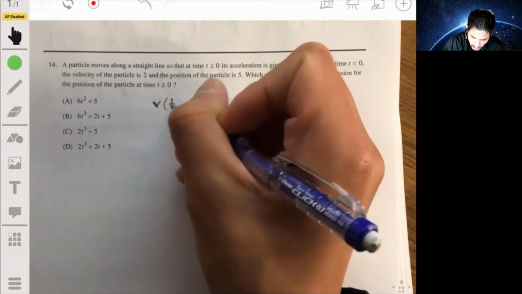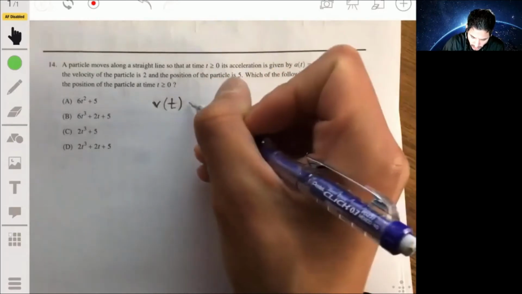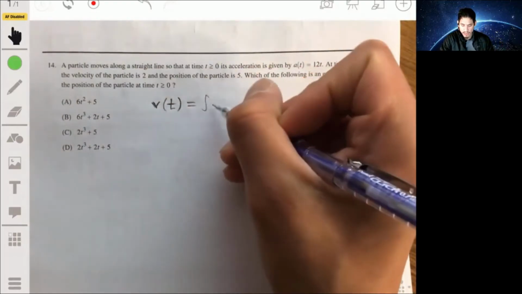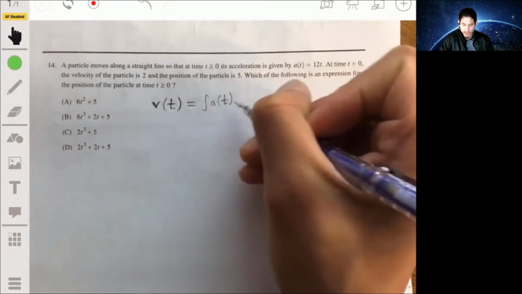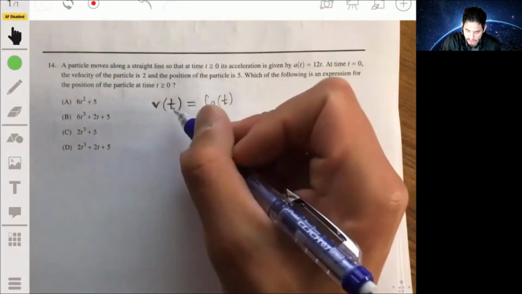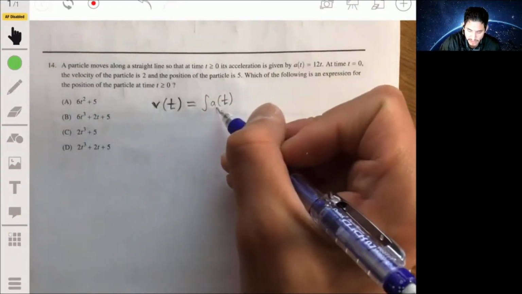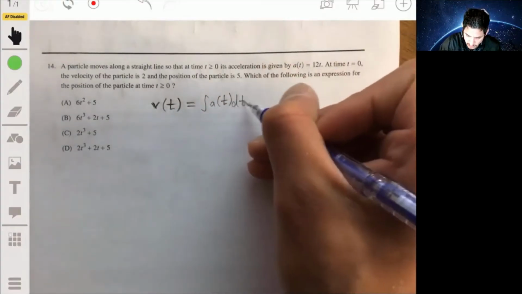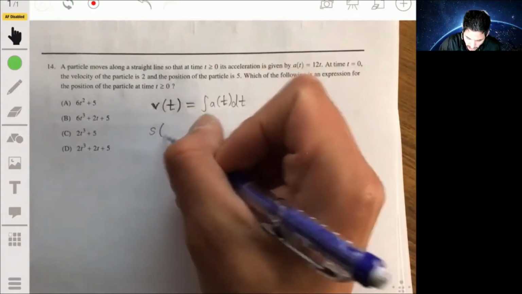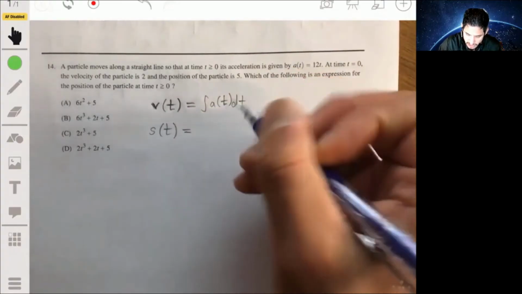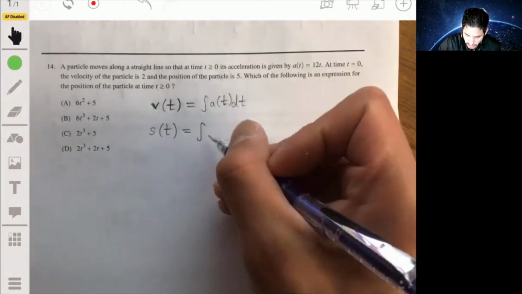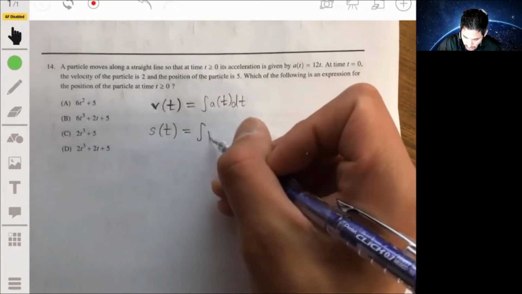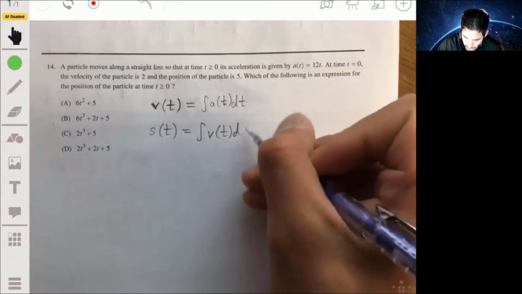integrals and understanding that the integral in this case of a of t will be just v of t, because v of t is the antiderivative of a of t, meaning that if you took the derivative of v of t, you would get a of t. Likewise, we can also find s of t by taking the antiderivative of v of t, basically evaluating the integral of v of t dt.